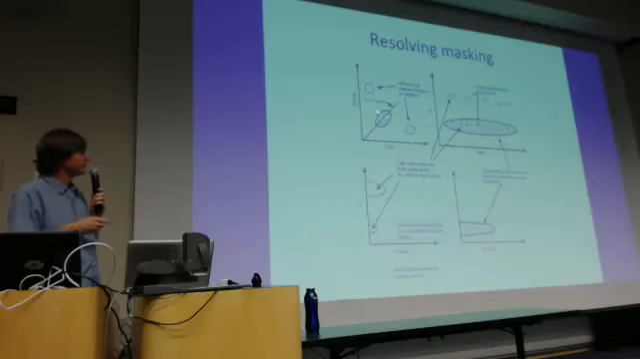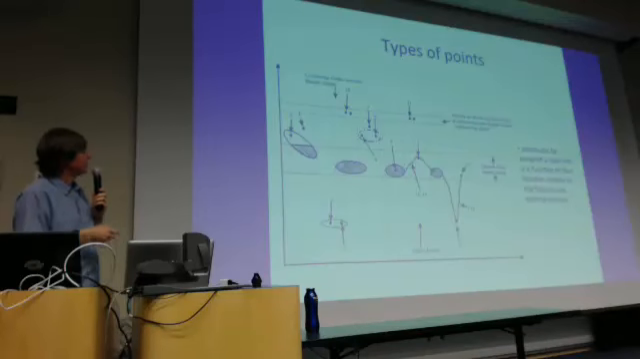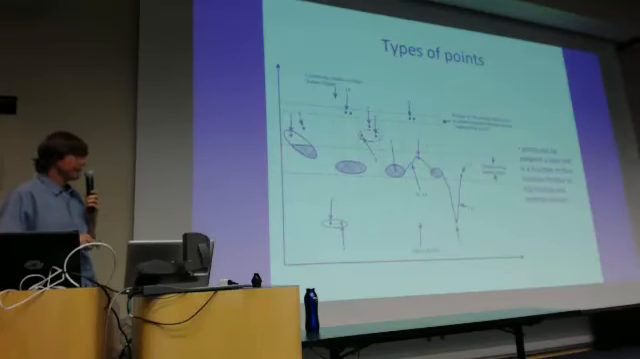This is a graph that shows how we resolve the problem of masking. I'm going to go into that in detail. And then this graphic just shows basically all different kinds of combinations of points that you can have, and how you can use this information then in coming up with a final score on your time series.